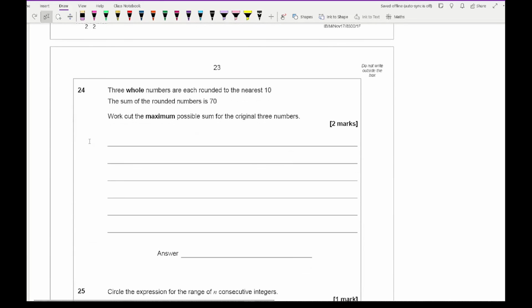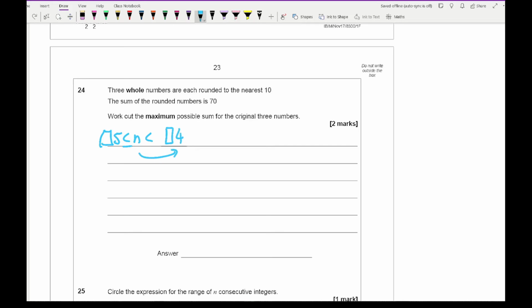Then for question 24, it says that 3 whole numbers are rounded to the nearest 10. The sum of the rounded numbers is 70. Work out the maximum possible sum of the original 3 numbers. Now, when you are rounding a number to the nearest 10, then usually your number ends in a 5. So if I just write something 5, it can equal that number, and the numbers that round down end in something 4.